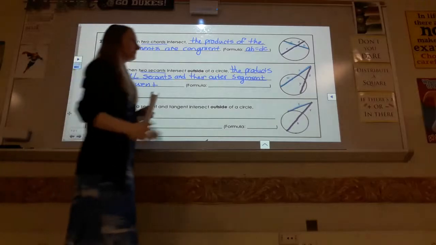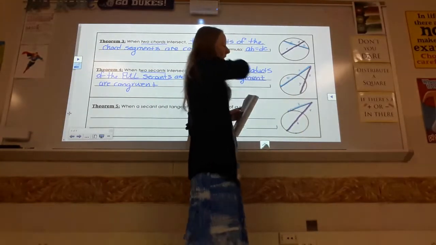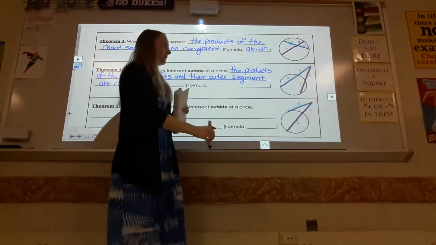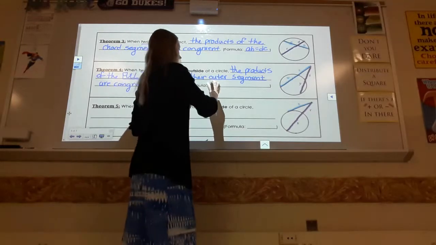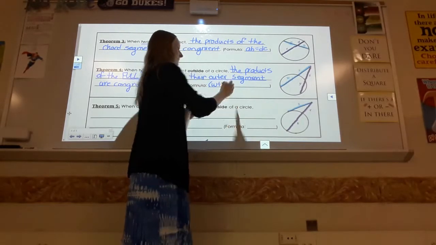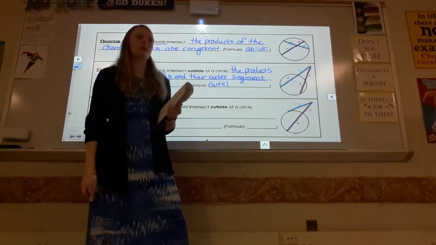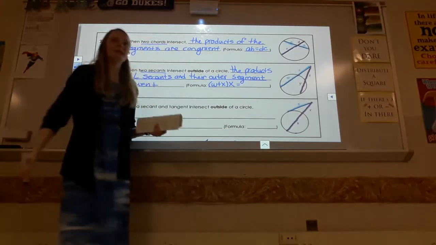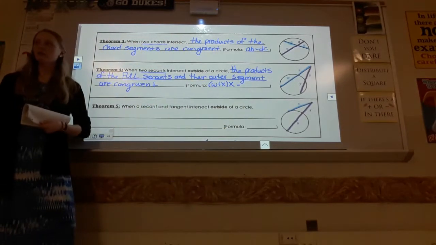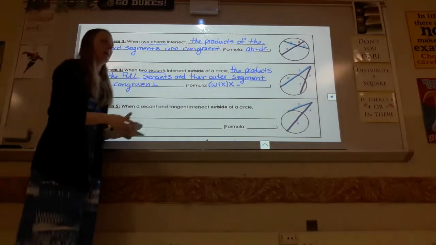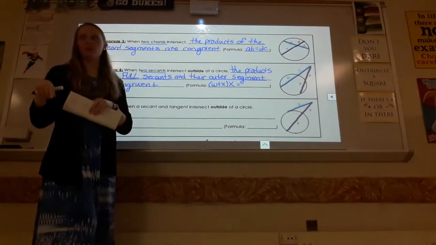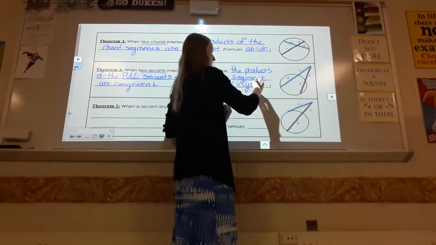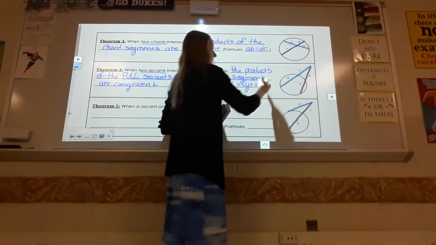So the formula goes like this. I have two secants, the blue and the purple. How would I express the full length of the blue? W plus X. So the full secant for the blue is W plus X. What's the outer segment? X. So the full segment times the outside part, all of the secant times just the outside part, is going to be equal to the exact same thing for the purple one. What's the full length of the purple secant? Y plus C. And what's the outside part? C. That's the formula.